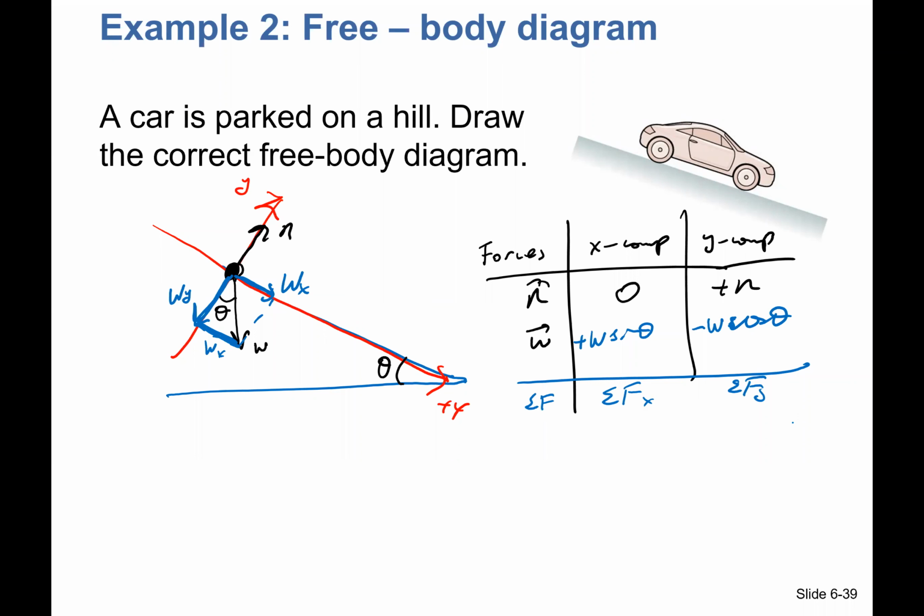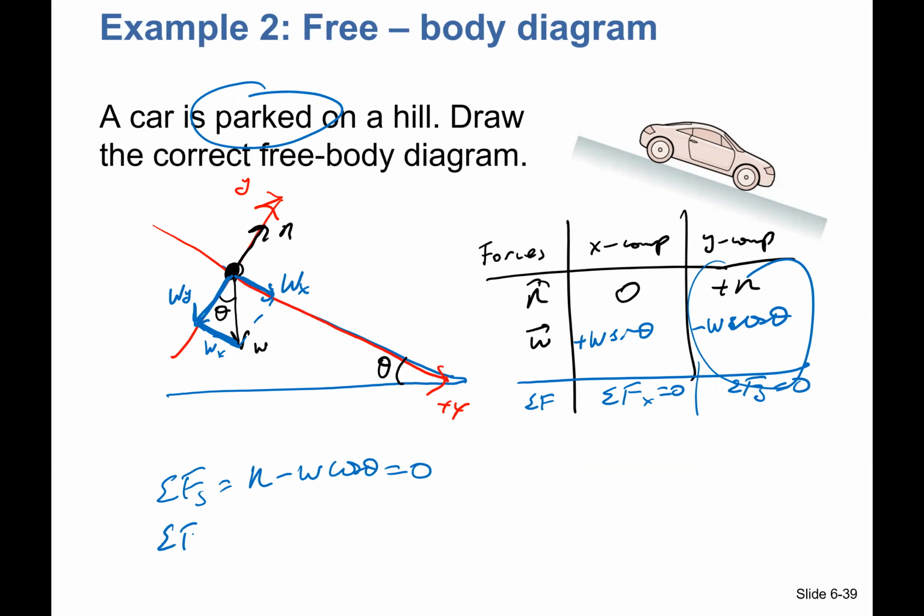Now the question is, is my system accelerating or is it in equilibrium? Well, you have to read that from the wording. It says it is parked. Parked means it's in equilibrium, which means technically this has to be 0 and this has to be 0. In the y direction, it's normal force minus weight cosine of theta, and they cancel each other. But in the x direction, you have just the x component of gravity, which is w sine of theta, and you cannot have that cancel by itself and get 0.